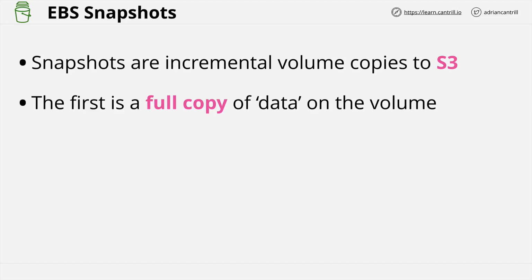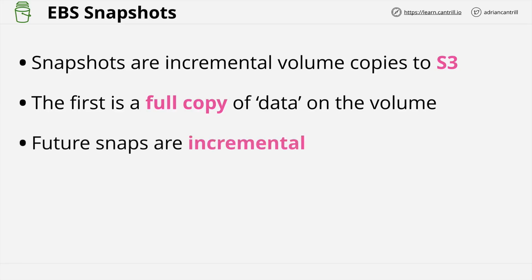Now, your EBS performance won't be impacted during this initial snapshot, but it just takes time to copy in the background. Future snapshots are fully incremental. They only store the difference between the previous snapshot and the state of the volume when the snapshot is taken. And because of that, they consume much less space, and they're also significantly quicker to perform.